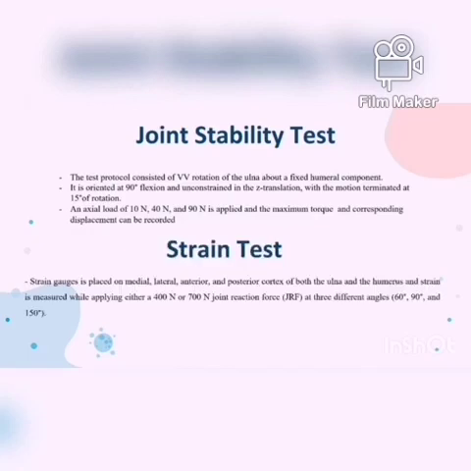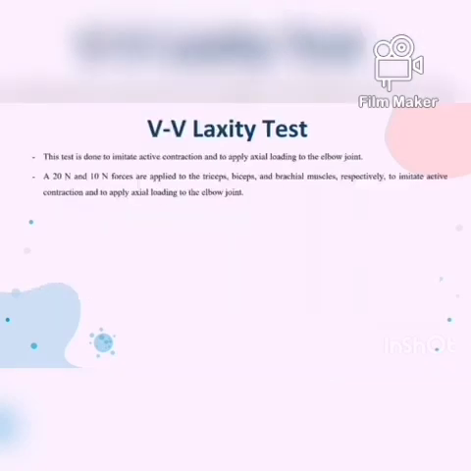The next test is the strain test. A strain gauge is placed on the medial, lateral, anterior, and posterior cortex of both the ulna and the humerus, and strain is measured while applying either a 400 Newton or 700 Newton joint reaction force at three different angles, which are 60, 90, and 150 degrees. The third test is the varus-valgus laxity test.